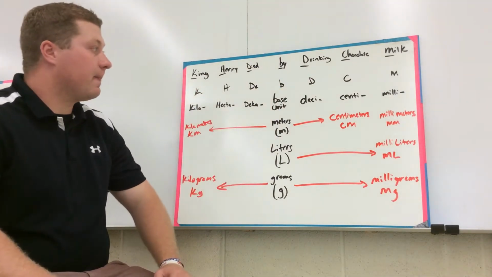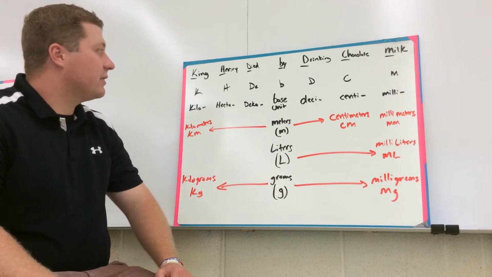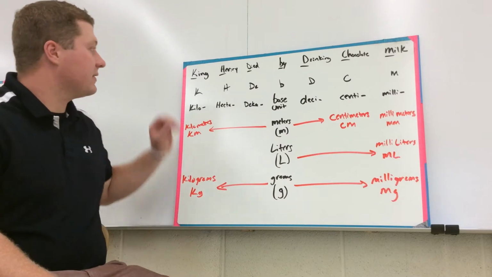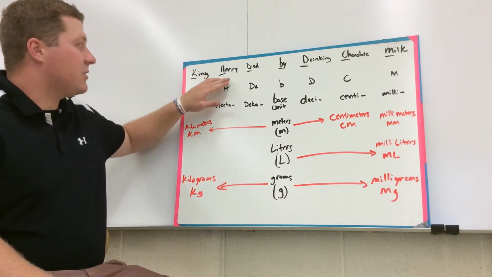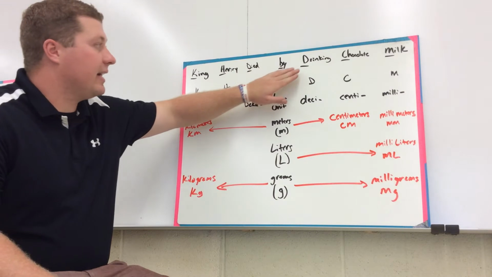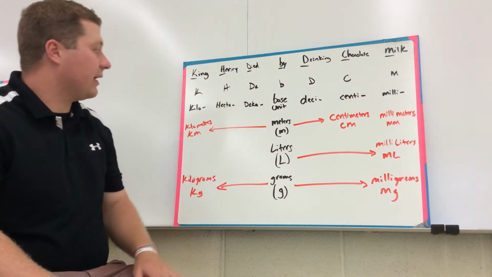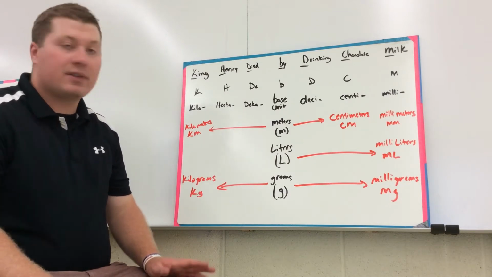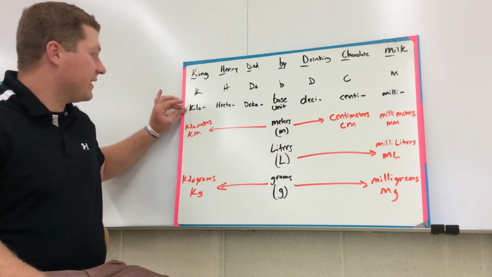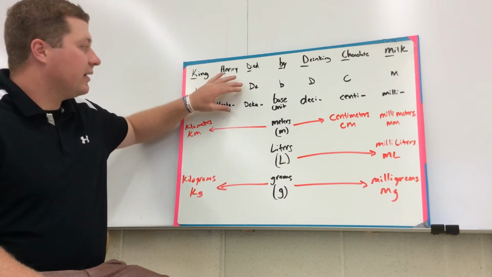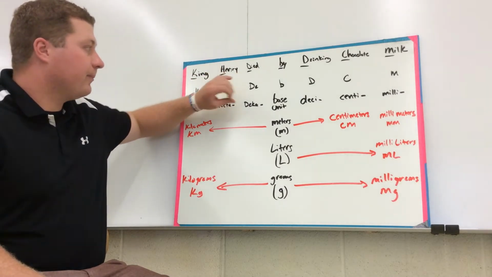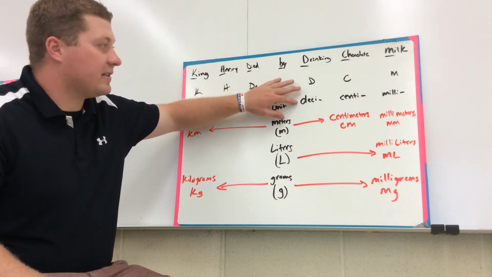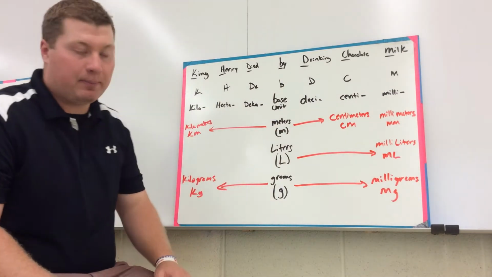If you'll notice, it's kind of a silly sentence, but each word, or each letter of the word, is underlined and capitalized. So for example, the K in King, the H in Henry, the D in died, the B in by, the D, the C, and the M there. Those each stand for a prefix in the metric system. The K stands for kilo, the H for hecta, the D actually stands for deca, the B is the base unit, and the D on the right side is deci, then centi, and milli.